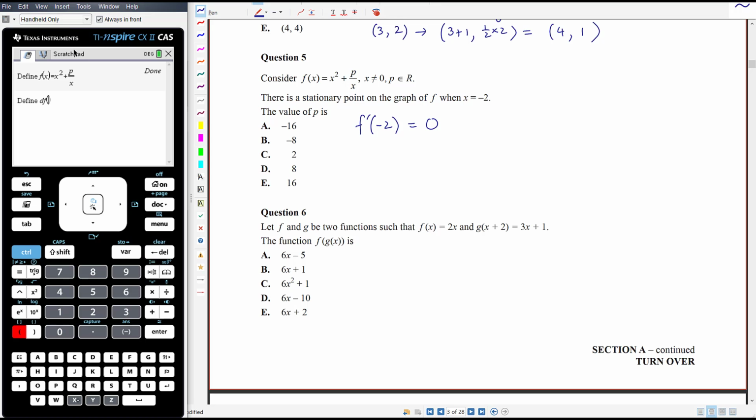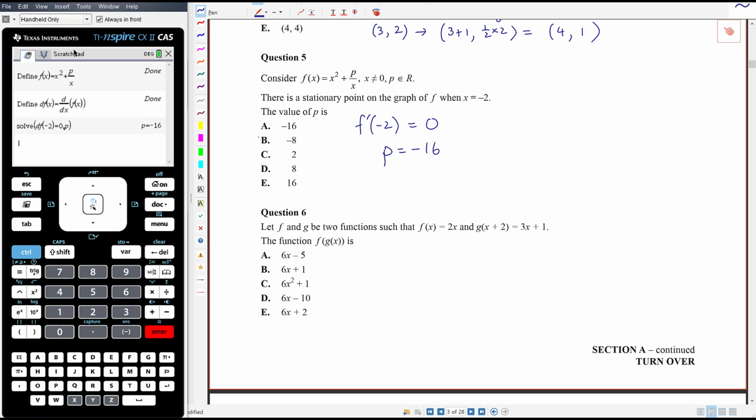I usually use a convention where I define it as d, whatever letter the original function was, so df of x I'm going to define as being the derivative. So define that as the derivative of f of x, and then we can solve the derivative. It's just easier to substitute into it when you define it as its own function. Derivative of f at -2 equals 0 for p. And we get p equals -16.